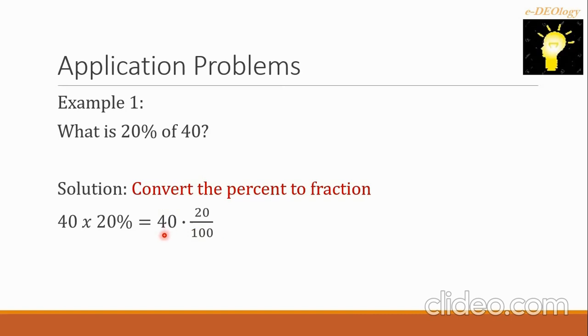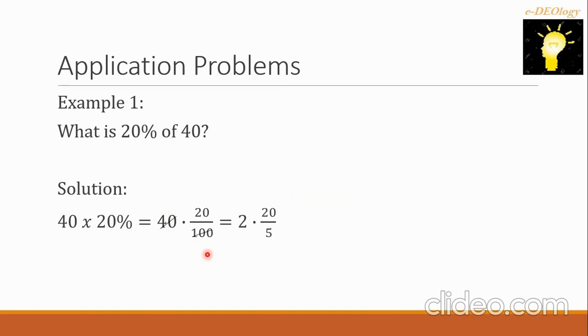So if we're going to cancel the 40 and 100, we will have the 40 becomes 2 and this 100 becomes 5. Actually, we are dividing the 40 and 100 by 20. So that 40 divided by 20 will give us 2. The 100 divided by 20 will give 5. Now we have smaller numbers here. So we're going to multiply now. This 2 by 20 will give us 40 and then over 5. So 40 over 5 is equal to 8. So this value of 8 is the 20% of 40.